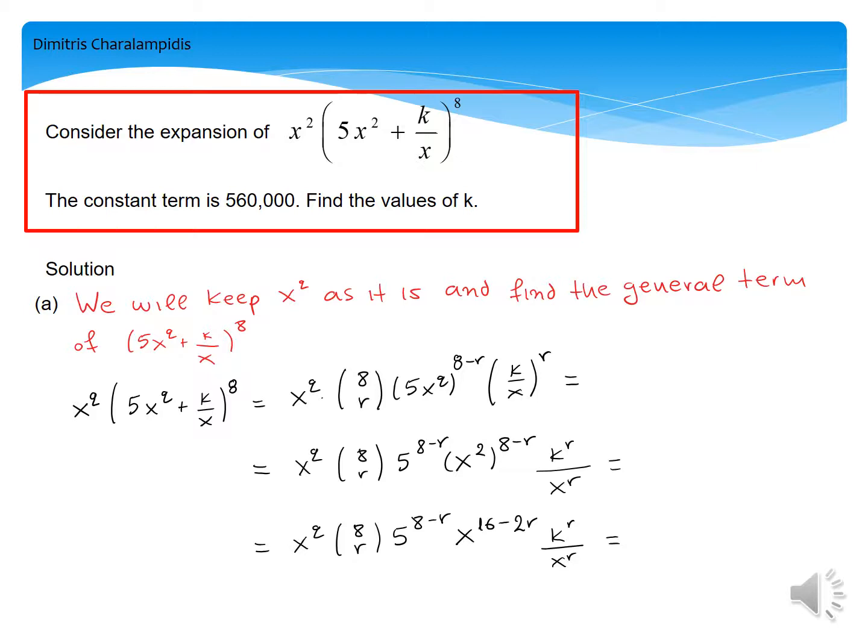So we should write x squared, we don't forget it, it's there, 8 choose r, 5 to the power of 8 minus r, times (x squared) to the power of 8 minus r, times k to the power of r over x to the power of r. We continue with properties. Instead of (x squared) to the power of 8 minus r, we will write it as x to the power of 16 minus 2r.